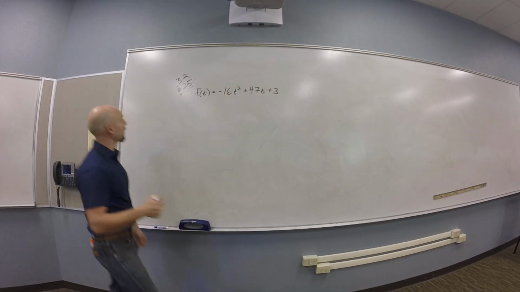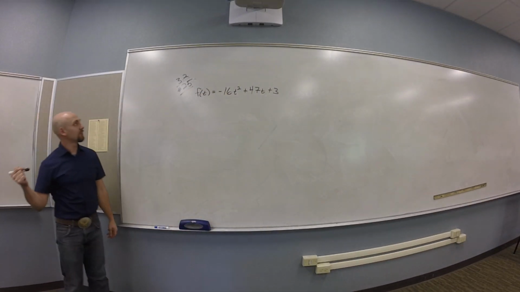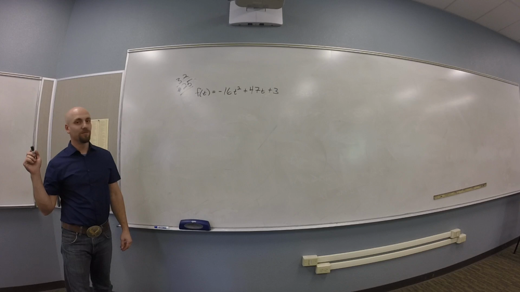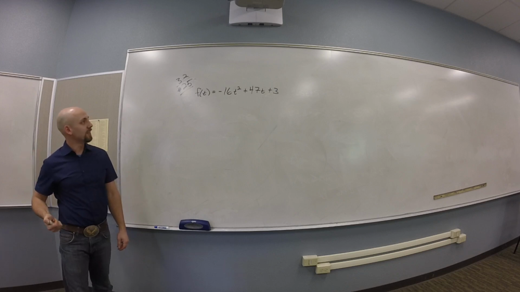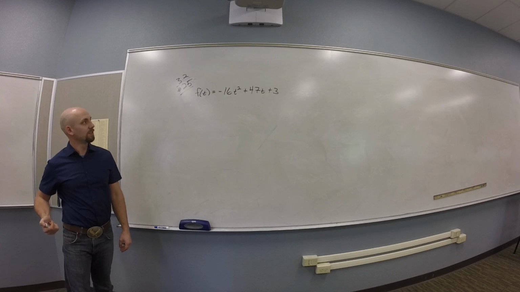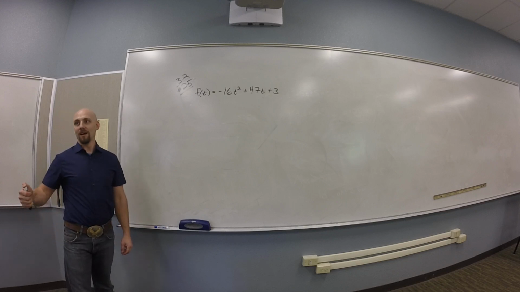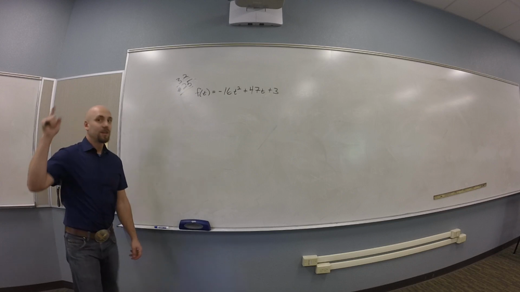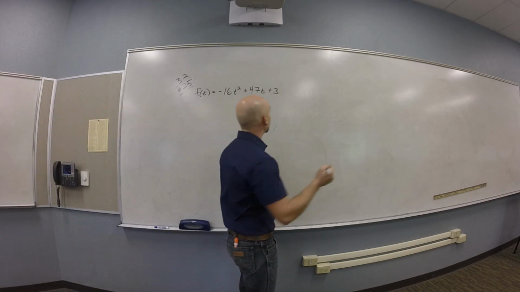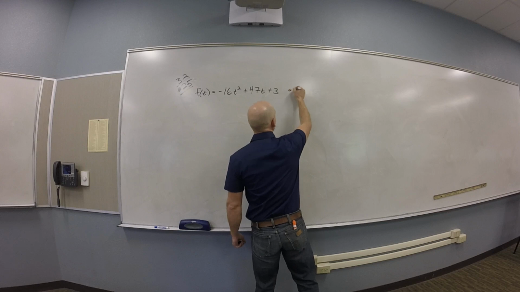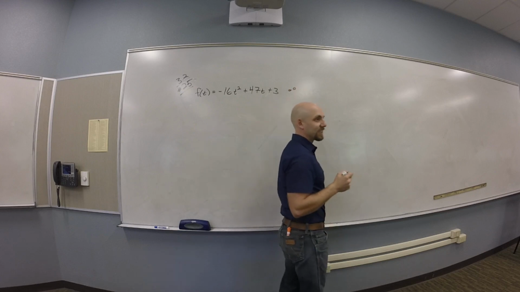So I would like to make problem 3.2 number 25 into vertex form. It says that I've got f of t is minus 16t squared plus 47t plus 3. Alright, well, let's get what vertex form is supposed to look like. Okay, good idea. So if you get vertex form out, what does it say?